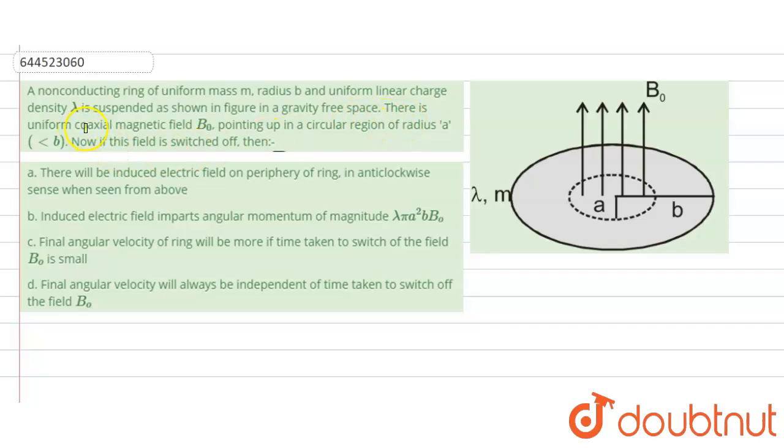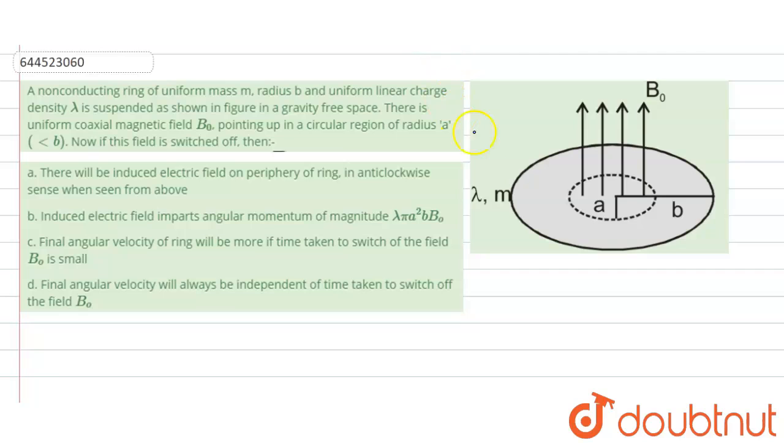Now there is also a uniform coaxial magnetic field B naught pointing up in a circular region of radius a. Now if this field is switched off, so the magnetic field was initially going in the upward direction, now we are switching off the field.